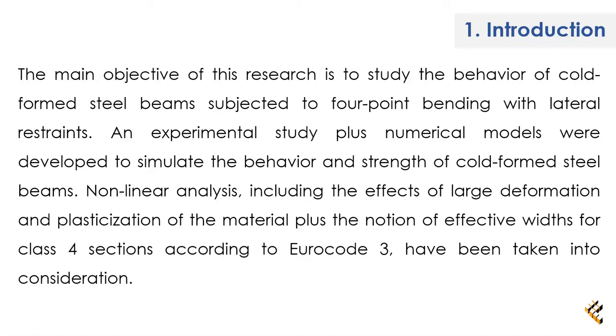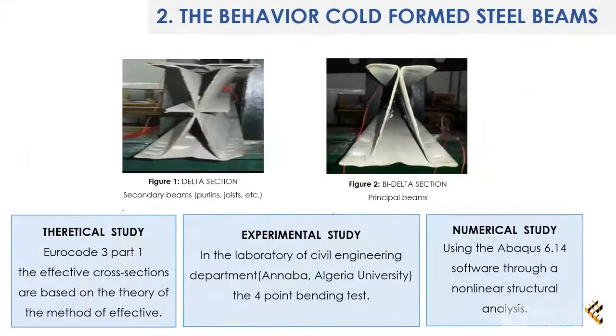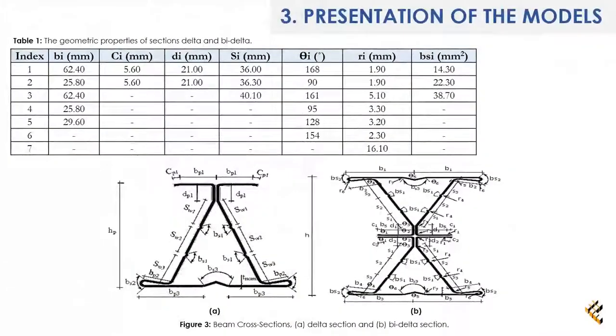An experimental study plus numerical models were developed. Plus, the notion of effective width for class 4 sections according to Eurocode 3 has been taken into consideration. In this figure, the cross sections of cold formed beams, delta and B delta. This table contains the geometrical properties of the models.